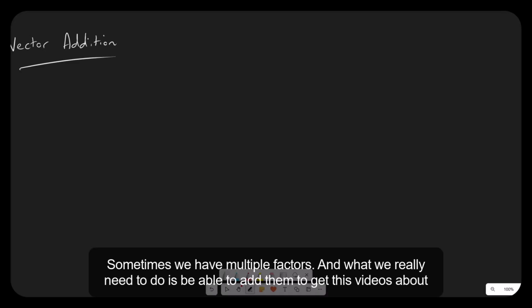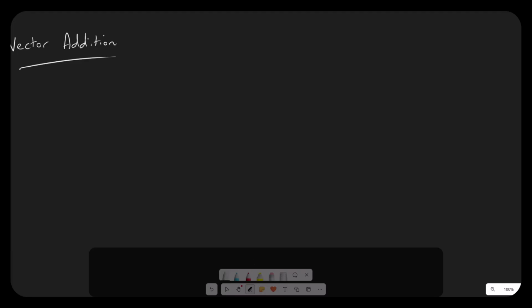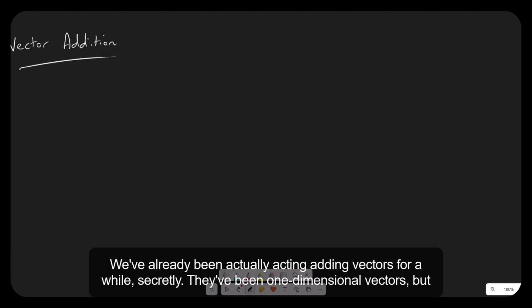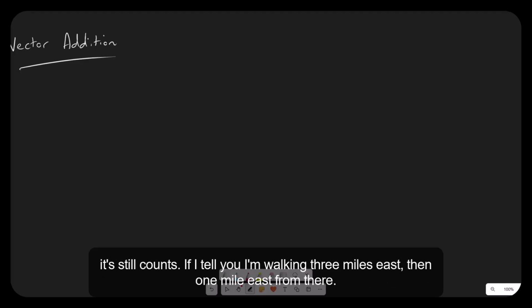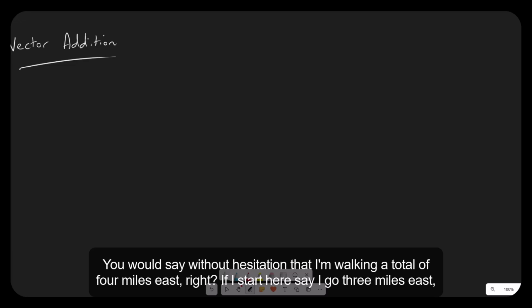Sometimes we have multiple vectors, and what we really need to do is be able to add them together. This video is about how to do that. We've already been actually adding vectors for a while, secretly. They've been one-dimensional vectors, but it still counts. If I tell you I'm walking 3 miles east, then 1 mile east from there, you would say without hesitation that I'm walking a total of 4 miles east, right?